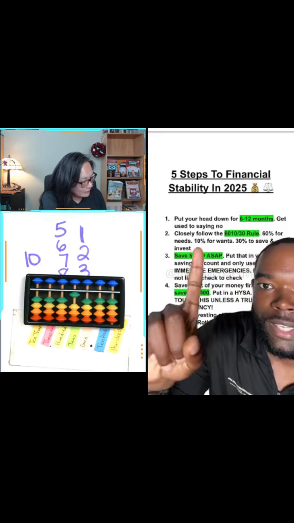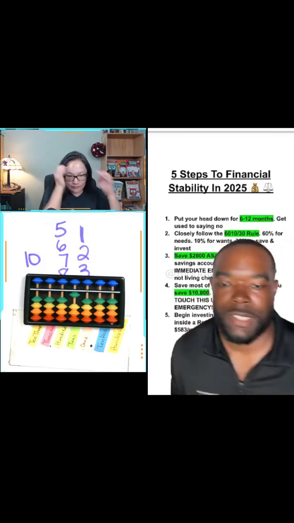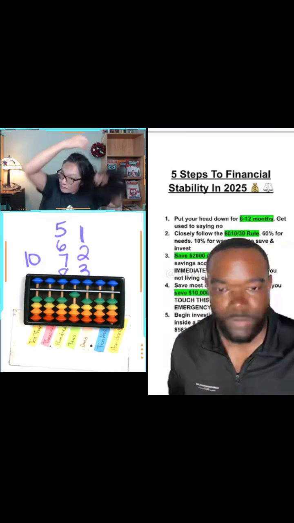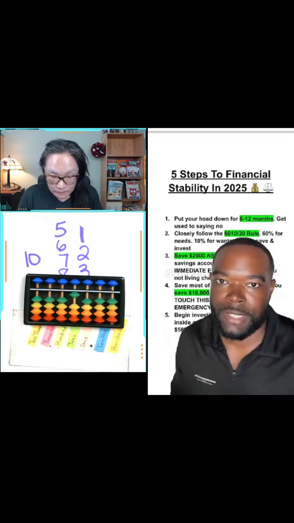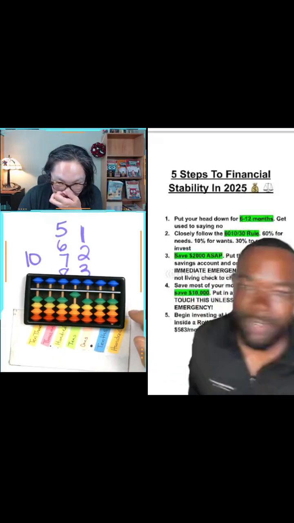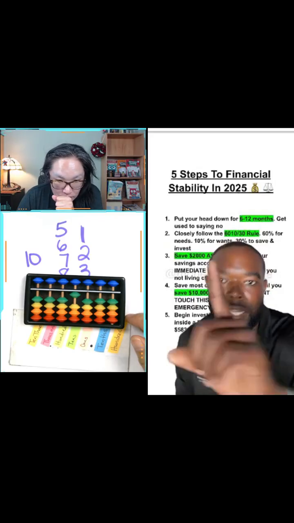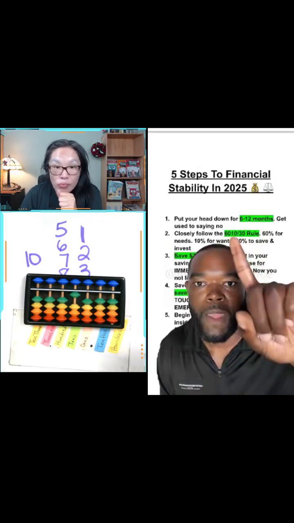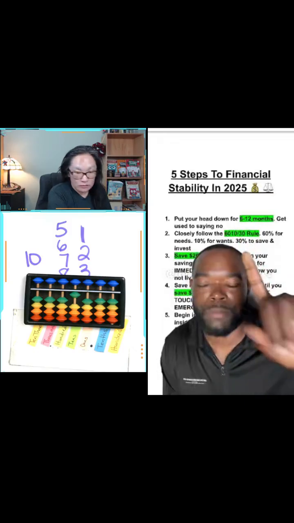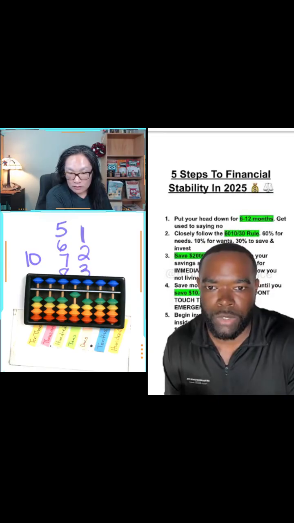But the 50, 30, 20 rule. All that is a budgeting rule. It breaks down your finances into three categories: needs, wants, and saving and investing. Those are the three categories. It just simplifies the whole process. And what it does is show you what percentage of your income should be going to each category.